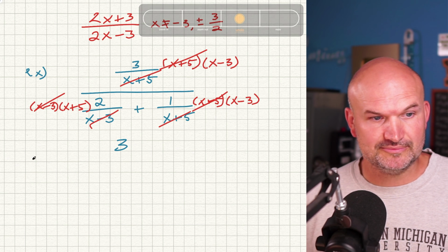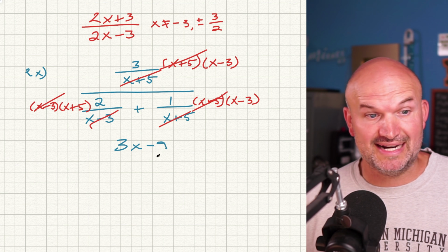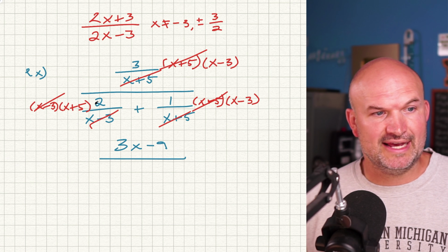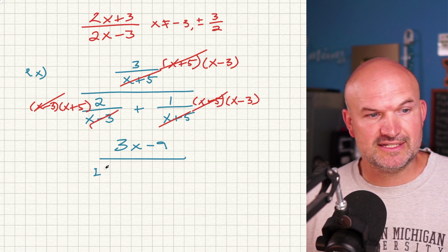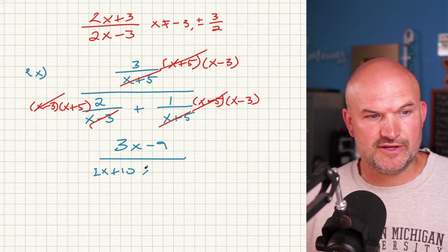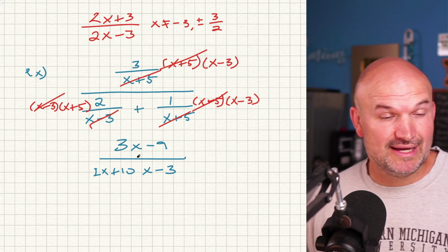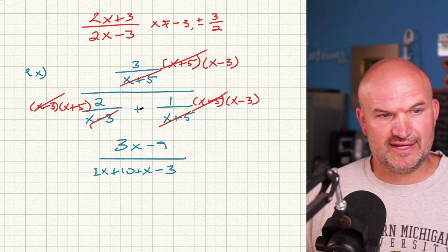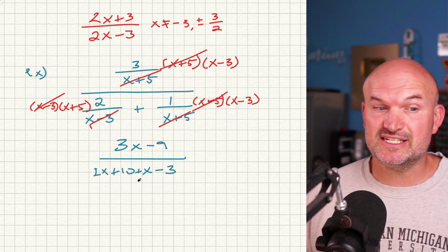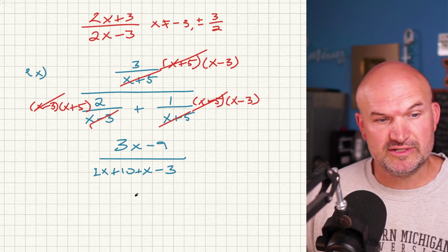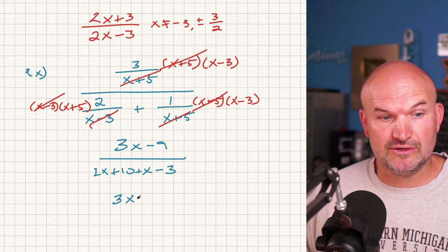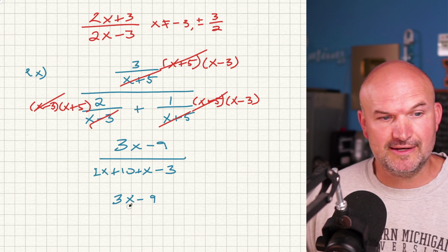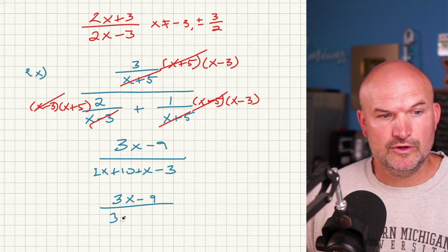Let's actually simplify that out. So it's 3x minus 9. I have a 2, so 2x plus 10. And then over here, it's just going to be x minus 3. Now I can simplify that a little bit further. Sorry, that's a plus, I forgot that plus right there. So 2x plus x is 3x, and 10 minus 3 is going to be 7. So I'm left with my final result as 3x minus 9 divided by 3x plus 7.